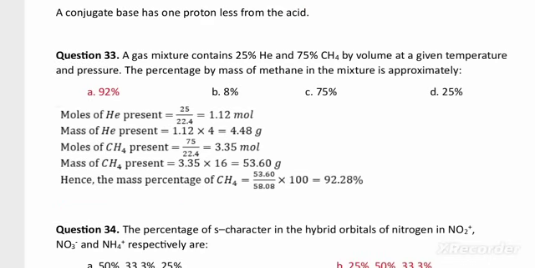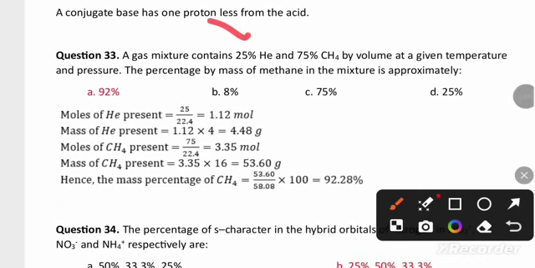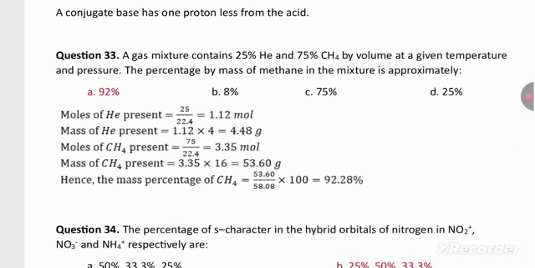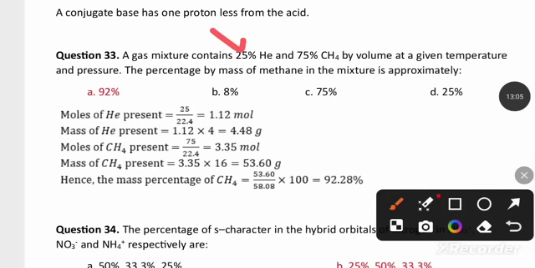Next numerical, we have a gas mixture that contains 25% helium and 75% methane. This is by volume. So now we know the standard volume of any 1 mole of a gas is 22.4 liters. That's why you divide the volume 25 of helium by 22.4, and you will get the number of moles, 1.12. Similarly, helium molar mass is 4. When you multiply, you can convert moles into mass, 4.48 grams.